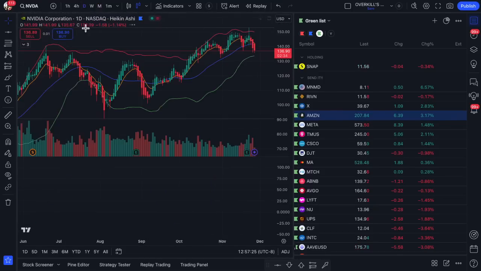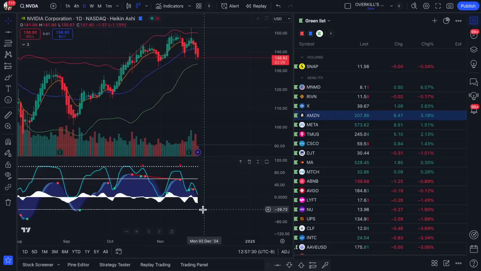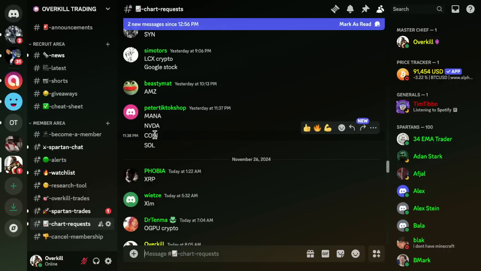NVIDIA is still green there on the monthly, selling off on the daily though. So wait for the green dot on NVIDIA, see where that thing comes. You could see a sell-off like this happening here shortly, but the last dot is red. Wait for the green dot on NVIDIA on the daily.